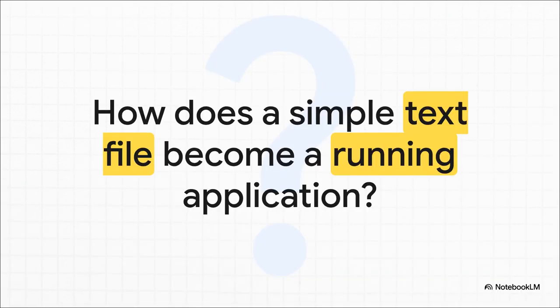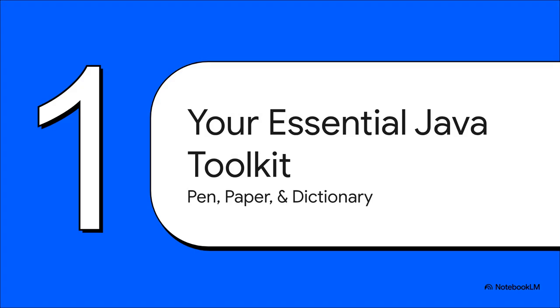Okay, so let's start with the big question, the one that kind of gets to the heart of it all. You sit down, you type some code into what is basically just a plain text file, and somehow that thing turns into a real working application. How in the world does that magic happen? This is the core process we need to wrap our heads around, and it all begins with having the right tools for the job. And that brings us to our toolkit.